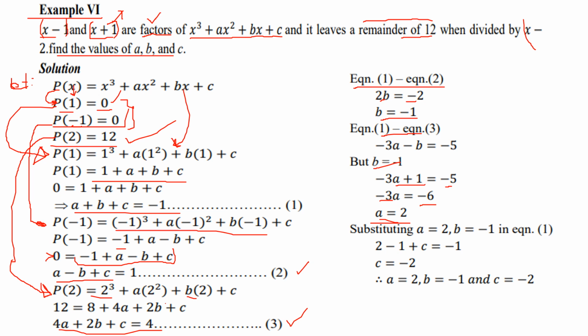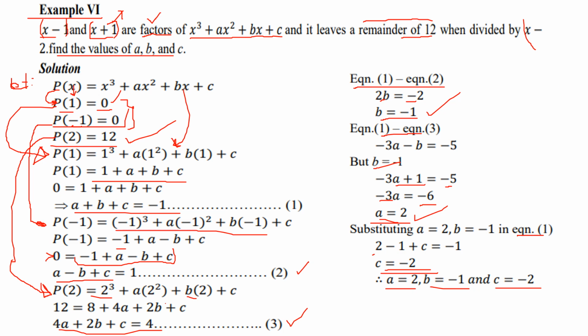Now we are only remaining with c. So we pick any equation. We have decided to use equation 1. We have already got the value of a and we have already got the value of b. So using equation 1, 2 minus 1 plus c is equal to negative 1. So collecting like terms, c is going to be equal to negative 2. And you're already done with the question requirements. Therefore, a is going to be equal to 2, b is going to be equal to negative 1, and c is going to be equal to negative 2.